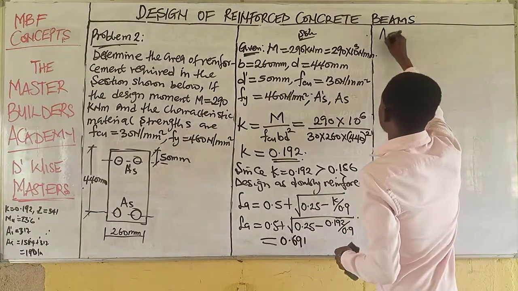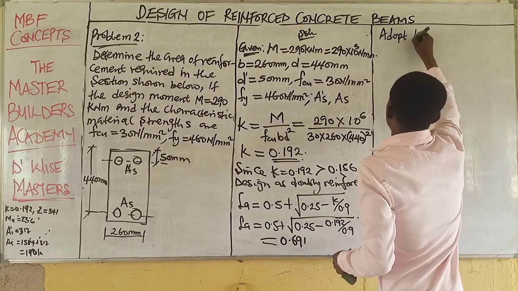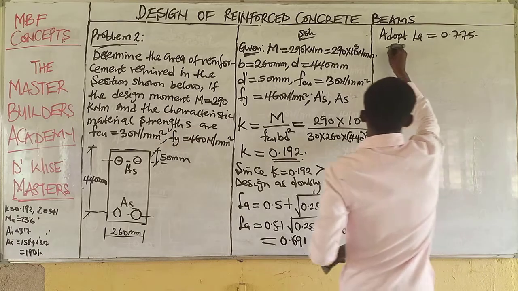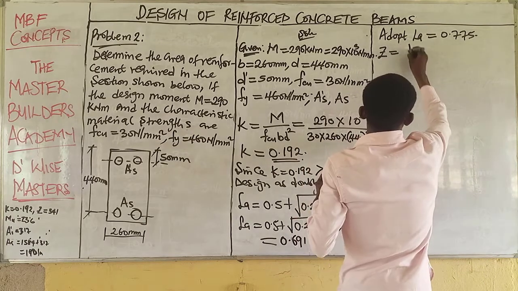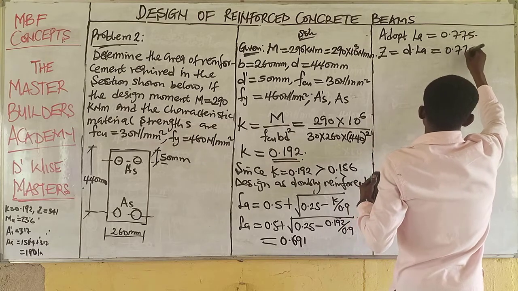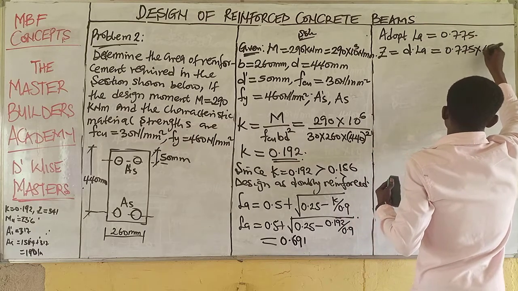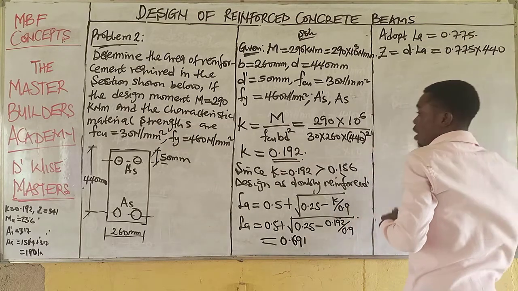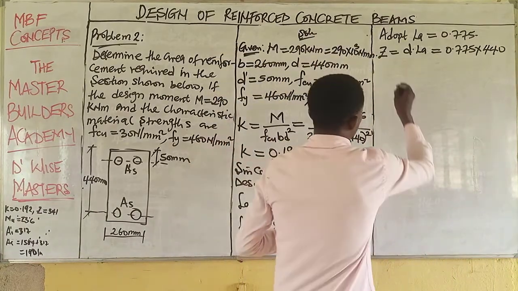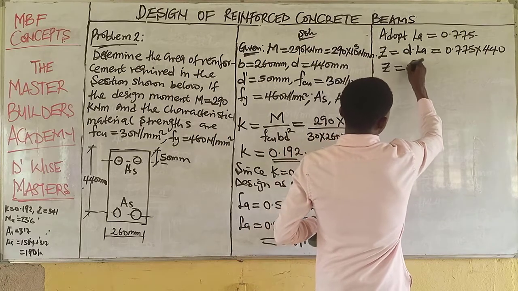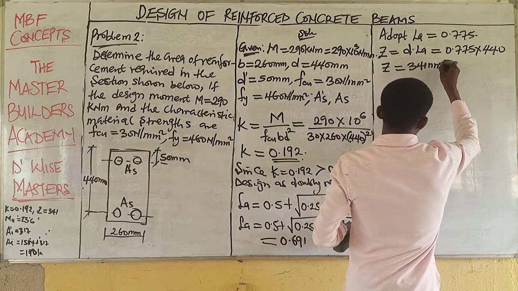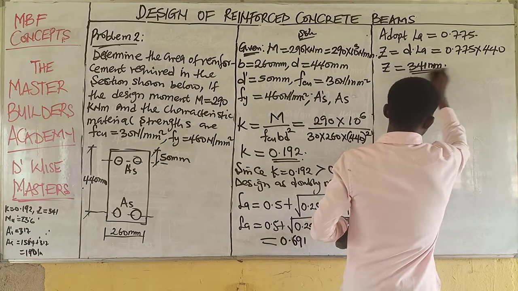So therefore, the lever arm factor LA is equal to 0.775. Then what will be my lever arm? Z equals D multiplied by the lever arm factor, and this will give us 0.775 multiplied by 440. When we multiply, this gives us approximately 341 millimeters. This is the lever arm.